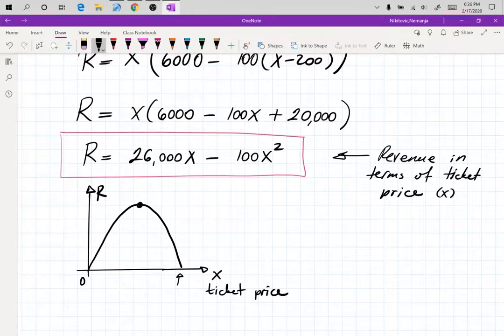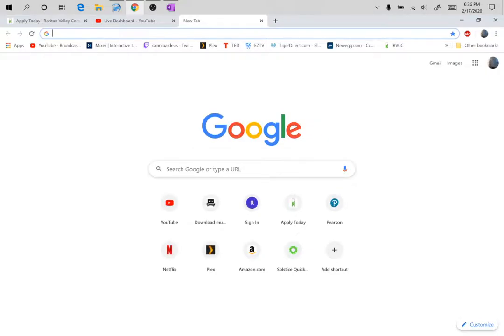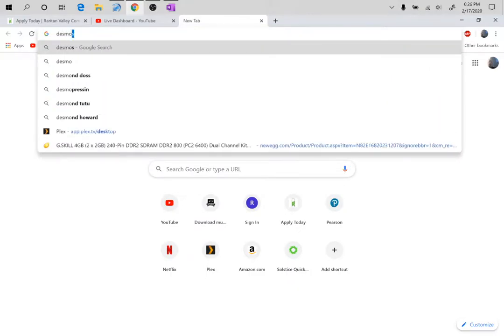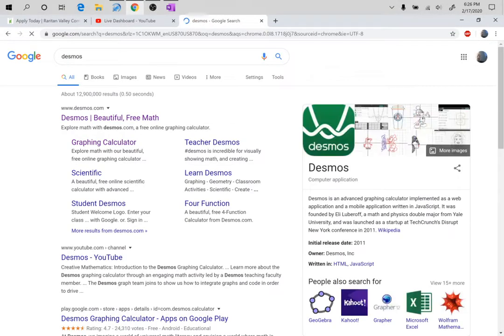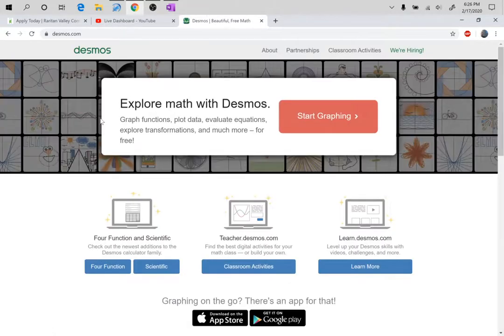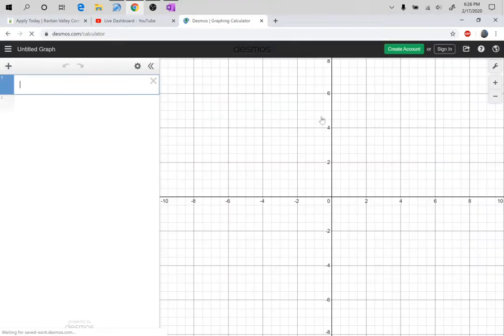So now what we are going to do is we're going to jump in Desmos and try and figure out, beautiful free math. There we go. Explore with Desmos. Perfect. And we are going to graph our equation. That was 26,000x minus 100x squared.